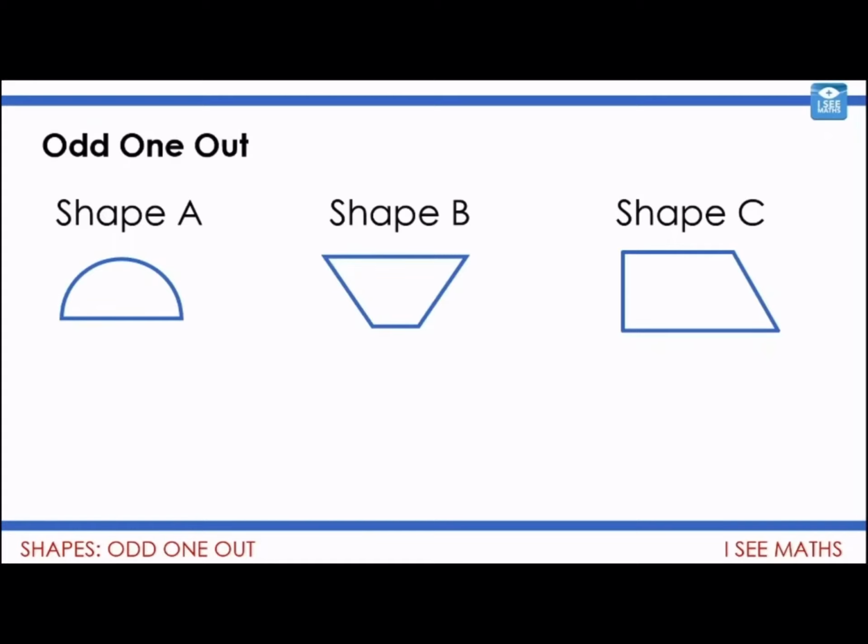No. Hang on a minute. I think it must be shape B that's the odd one out. It must be. Because look, it's got pairs of sides the same length. It's got 2 acute angles there. It must be the odd one out.